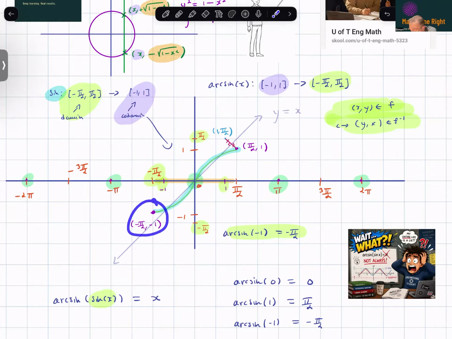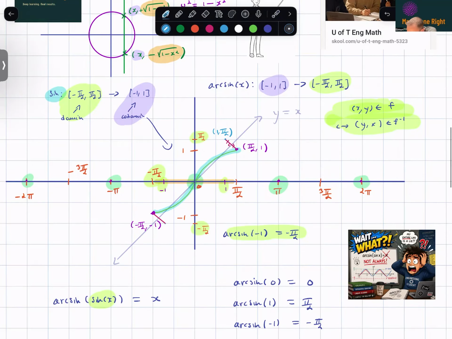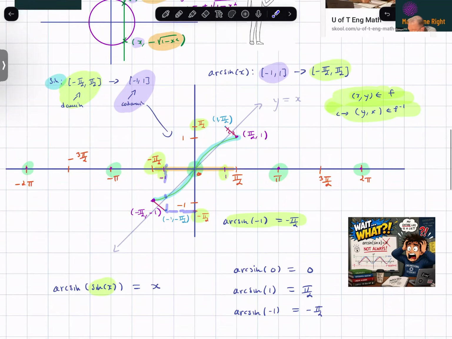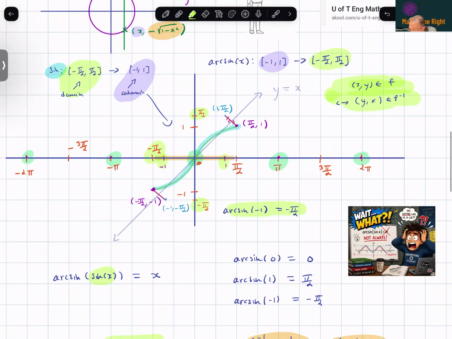Okay, and so then we do the same thing with negative pi over 2, negative 1. We again flip it across the line y is equal to x. And we get this point, which is negative 1, negative pi over 2. And right here is pi over 2 on the y-axis. There is negative 1 on the x-axis. And so we have these 2 points to kind of guide us.